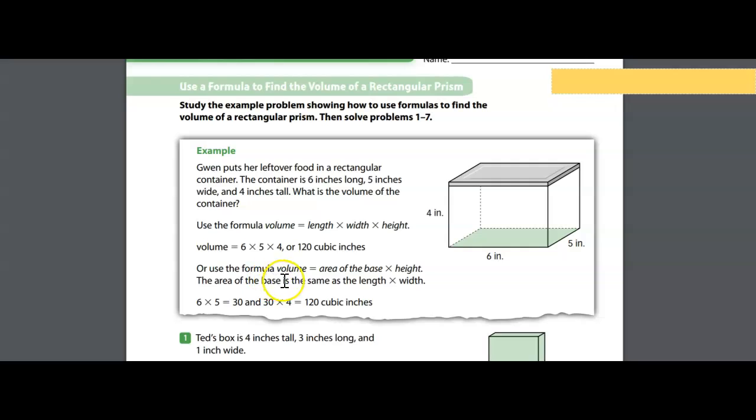Or use the formula, volume equals area of the base times height. So the area of the base will be length times width, and you take that product and you multiply it by your height. So that means we would do 6 times 5 gives us 30. And then we multiply that product, 30 times 4, which will give us 120 cubic inches.